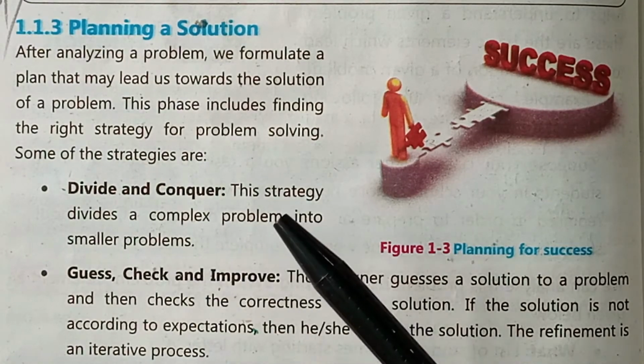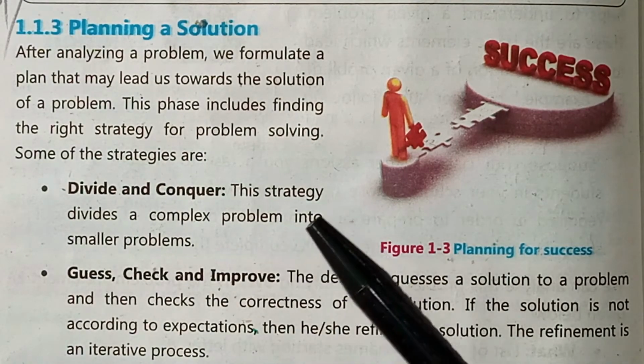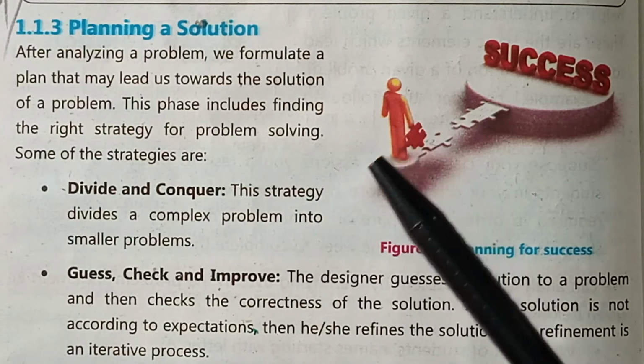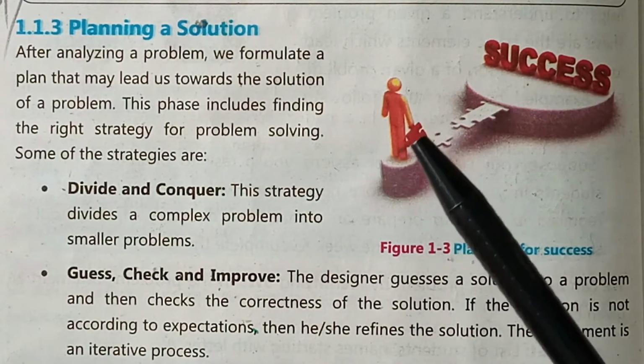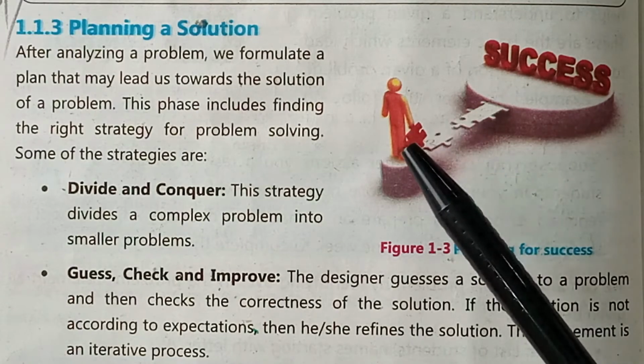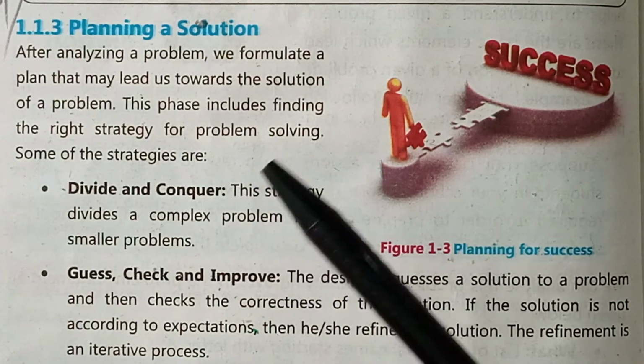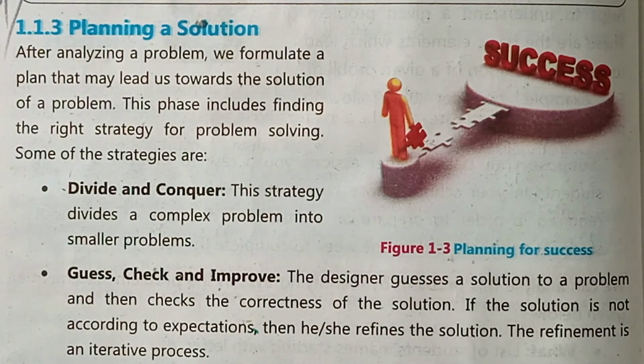A divide and conquer strategy recursively breaks down a problem into 2 or more sub-problems of the same or related type until these become simple enough to be solved directly.